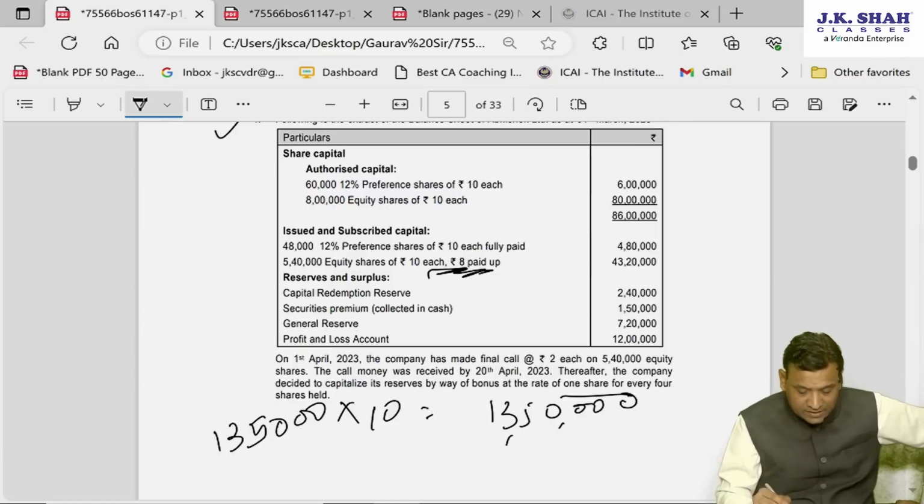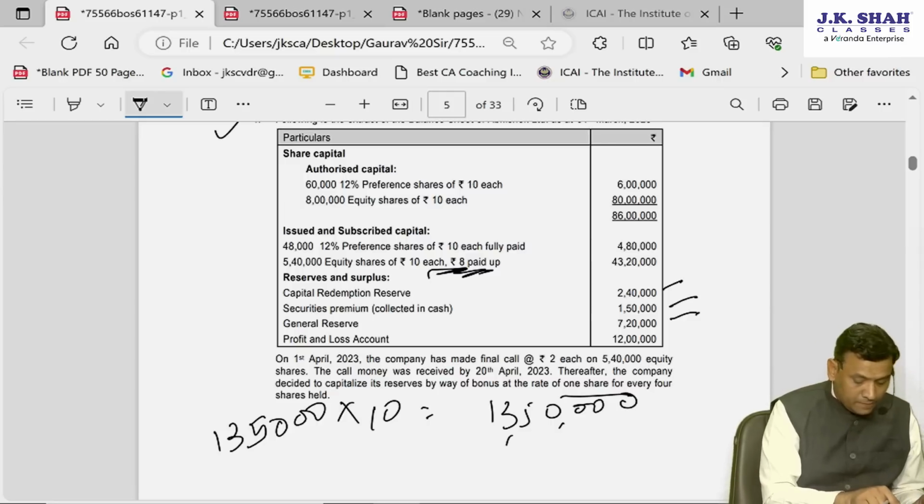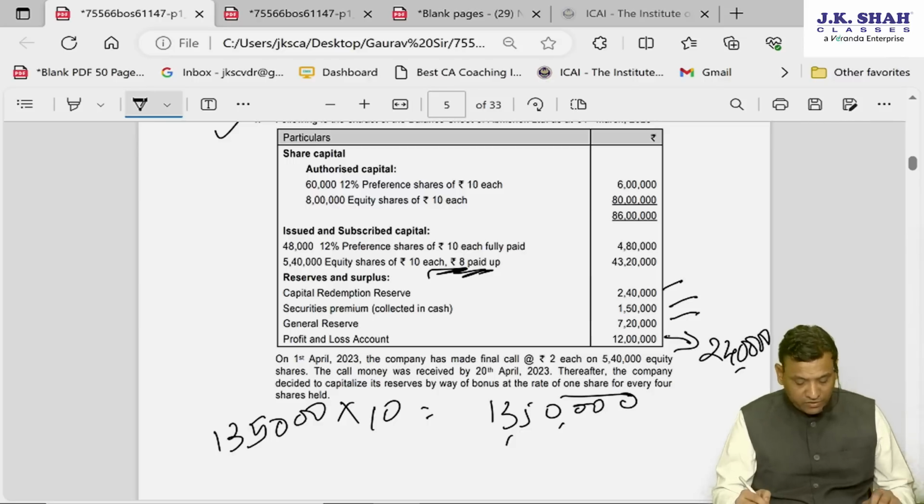From where would you finance this 13,50,000? What will be the debit? Can I say we will be using CRR? Thereafterwards, this security premium, then general reserve. So 1350 minus 240 of your capital redemption reserve, minus 150 of your securities premium, minus 7,20,000 of general reserve. Left out is 2,40,000 will be used from profit and loss account for the purpose of giving bonus.